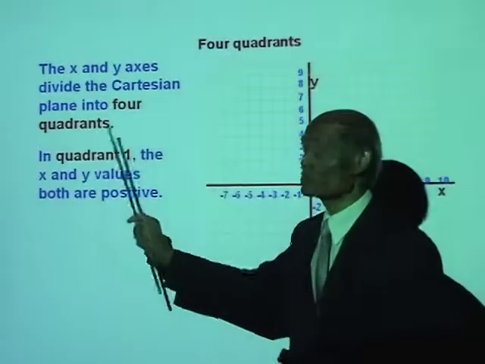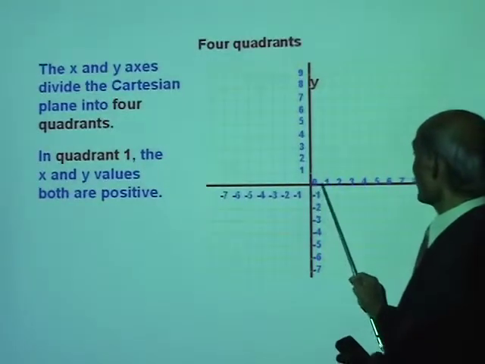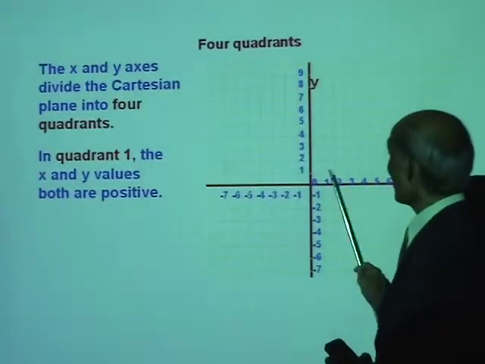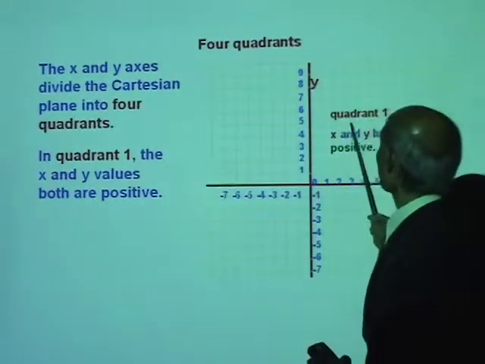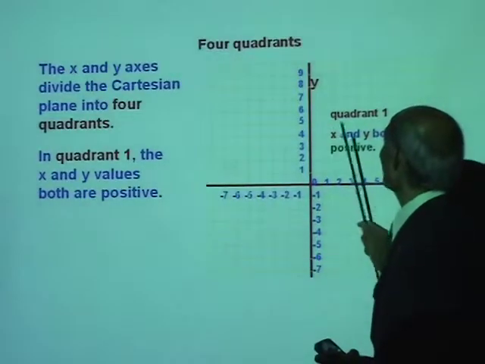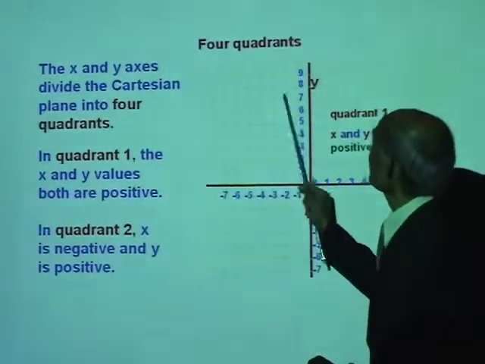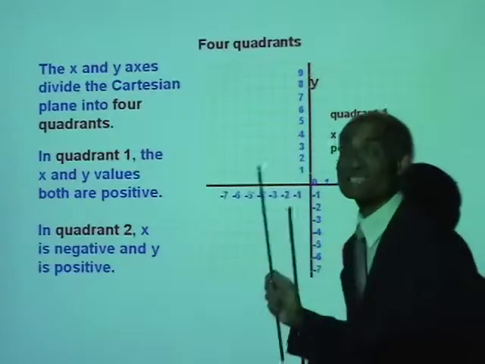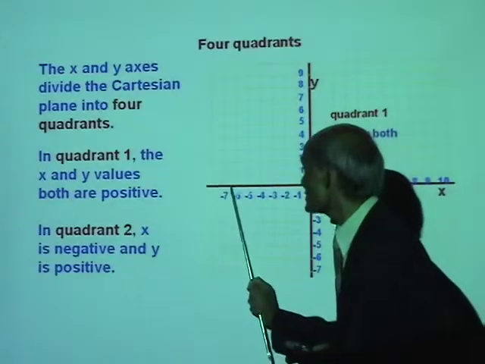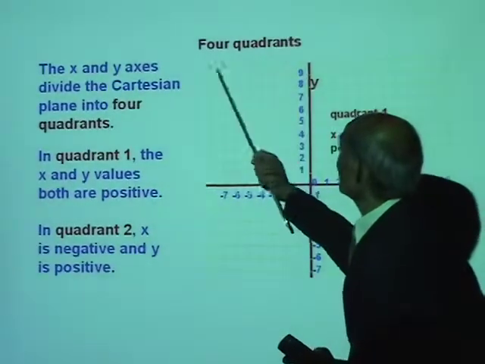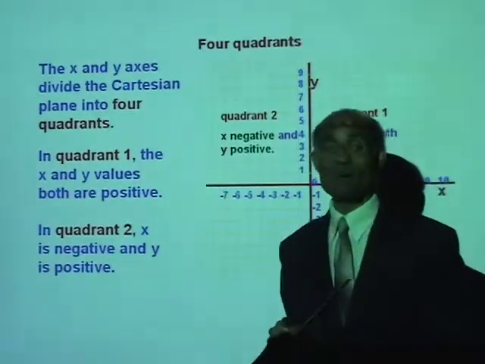Alright. Now this is quadrant 1. You notice that in quadrant 1, x values are positive, y values are also positive. In quadrant 2, look at this, tell me, what are the signs of the x and y values there? In quadrant 2, x is negative, y is positive.